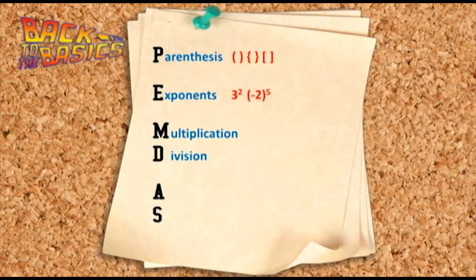Multiplication and division are lumped together. Because we don't do multiplication then division, we do them from left to right. They're together because they're inverse operations. Multiplication undoes division, division undoes multiplication. They're inverses, opposites. Addition and subtraction are lumped together the same way.